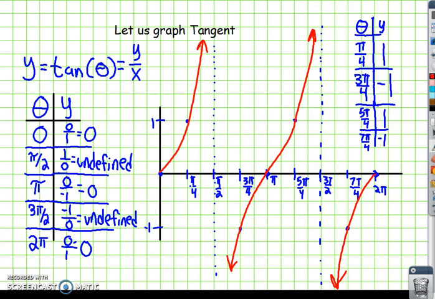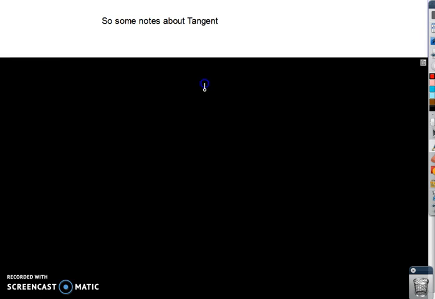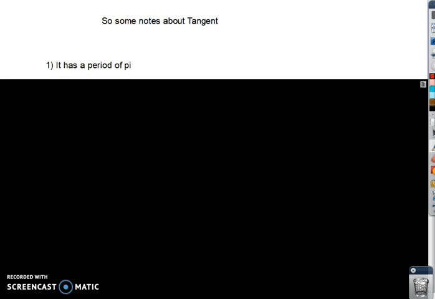Some rules about tangent that we need to worry about, though. As you can see, this shape seems to be repeating itself over and over and over again, which is going to change what we talk about for our periods. Some notes about tangent. It has a period of pi. If you noticed, it made that squiggle there from a pi. It repeated every pi. There were 2 of them there in a 2 pi window. That's period of pi. It's going to repeat itself every pi, unlike sine and cosine, which repeat themselves every 2 pi. And if you think about it, that kind of makes sense on my unit circle, because they're a ratio of x and y coordinates.